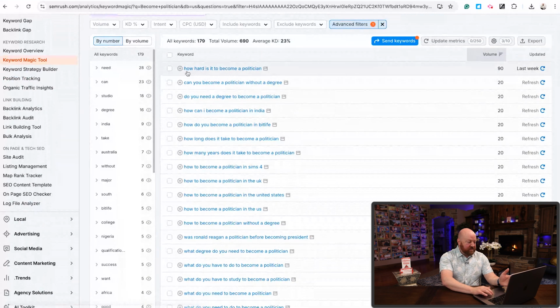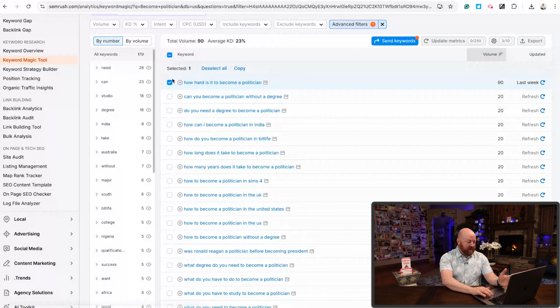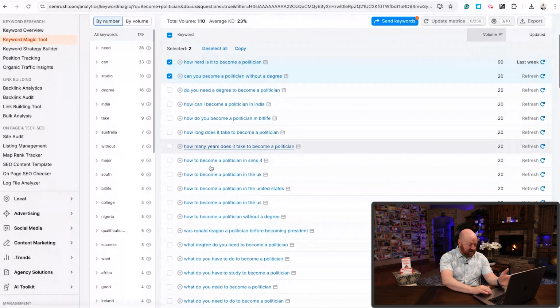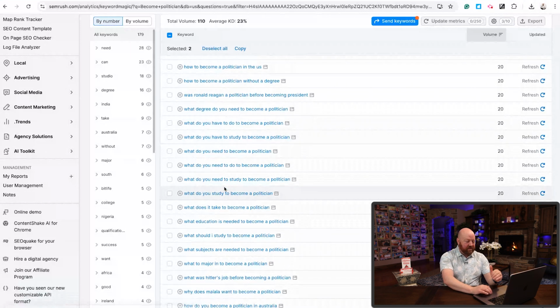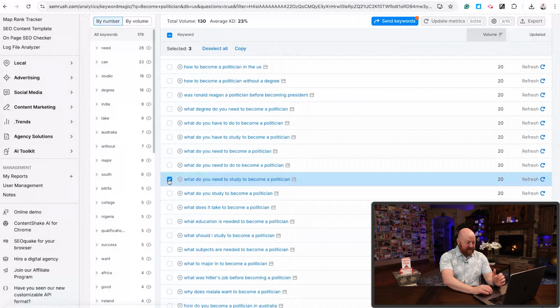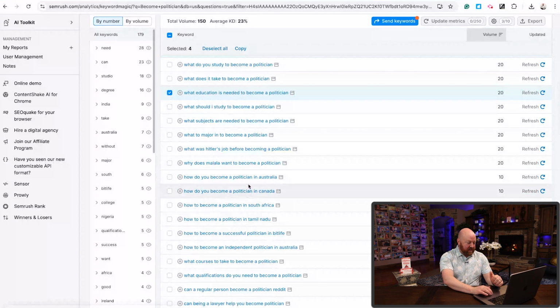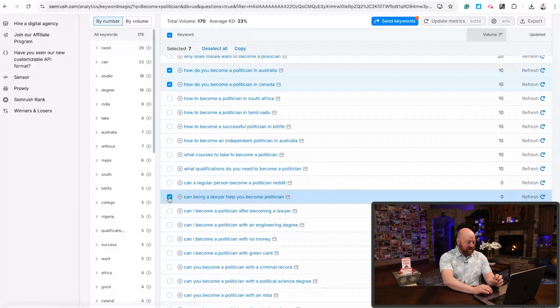So look at all these questions. How hard is it to become a politician, or can you become one without a degree? There's another one about a degree. There's one about India. There's one about BitLife. Not relevant for Jay. How long does it take? How many years? Pretty similar there. When you find those that are exact duplicates, you can just skip those, but you keep looking and find all the unique ones. What do you need to study to become a politician? A similar one, you can pick the one you like the wording the best. What education is needed? I don't think these apply to Jay, but they would apply to somebody. How do you become a politician in Australia or in Canada? Can being a lawyer help you become a politician?